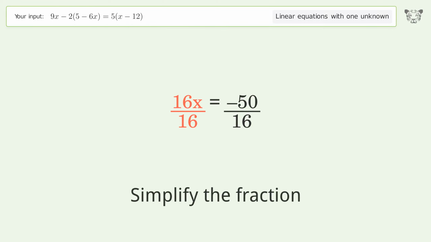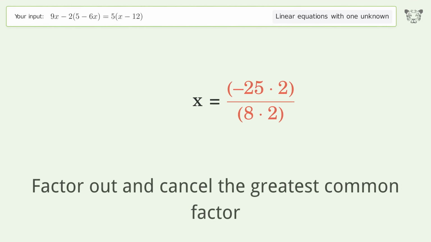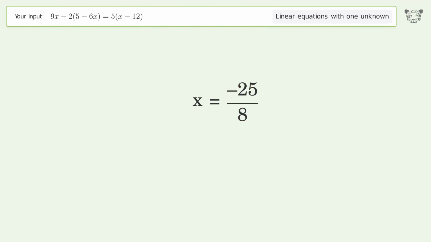Simplify the fraction. Find the greatest common factor of the numerator and denominator. Factor out and cancel the greatest common factor. And so the final result is x equals -25/8.